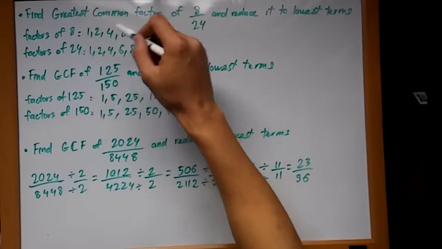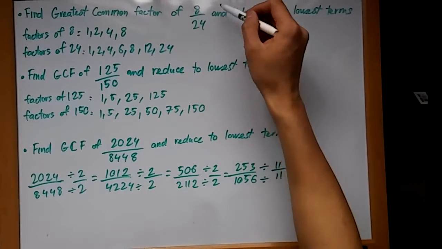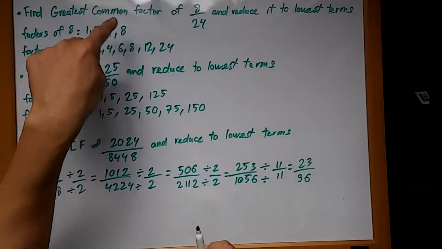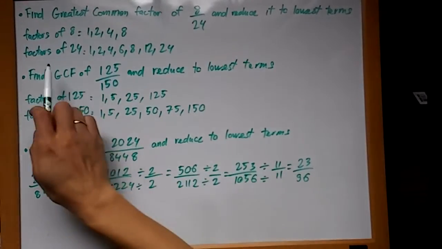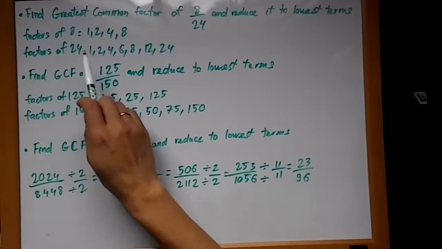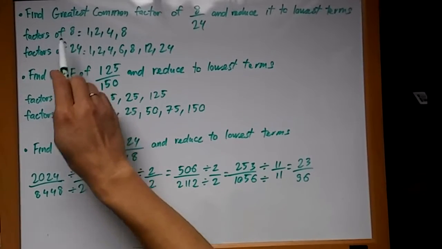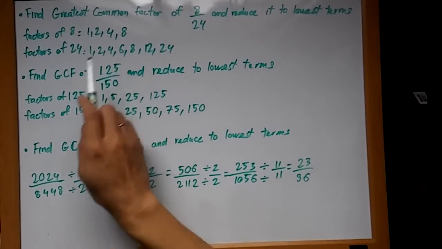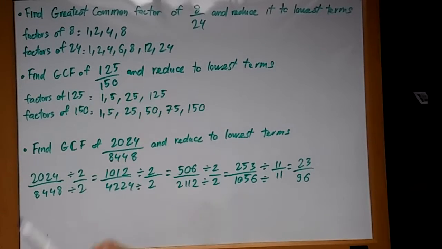The greatest common factor is a number that, when you use it to divide a fraction, you will get the lowest terms. And to find the greatest common factor, you have to break out the factors of both numbers, and I already have done that. The factors are all the numbers that go into the number. Factors of 8 are 1, 2, 4, and 8. Factors of 24 are 1, 2, 4, 6, 8, 12, and 24.